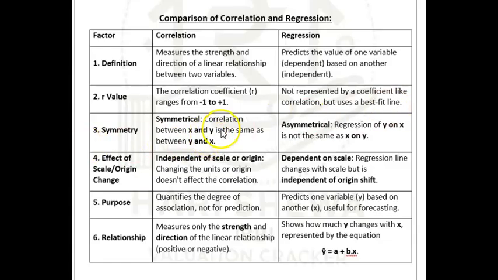Similarity: correlation is symmetrical. The correlation between X and Y is the same as between Y and X. If there is a correlation between X and Y, then the Y and X relation will also be the same. Regression is asymmetrical: regression of Y on X is not the same as X on Y.